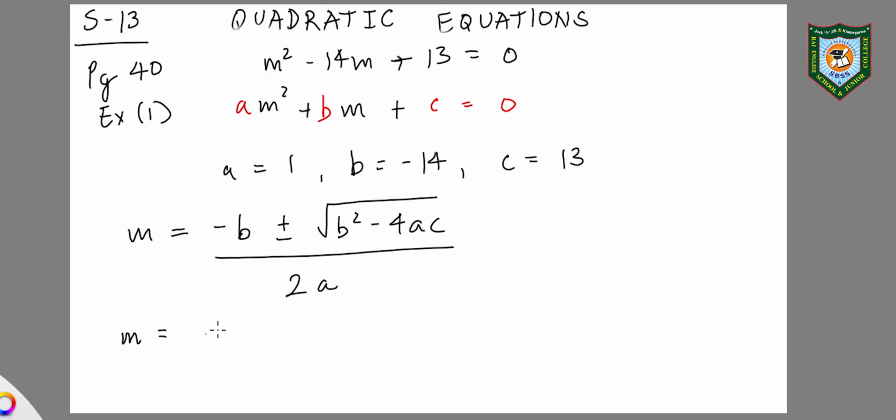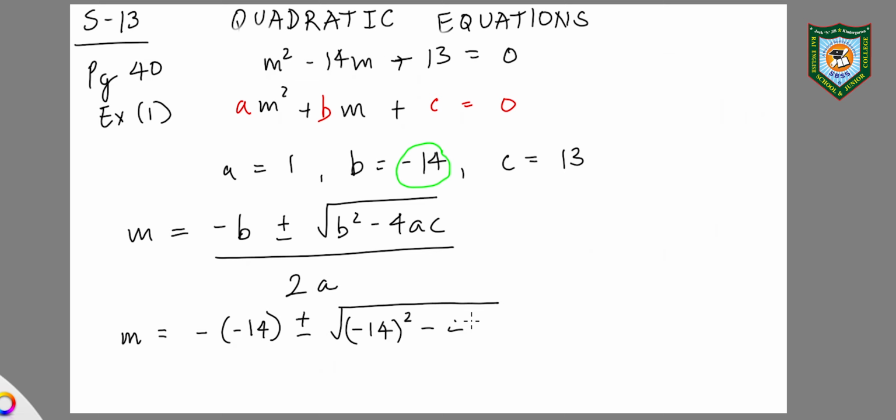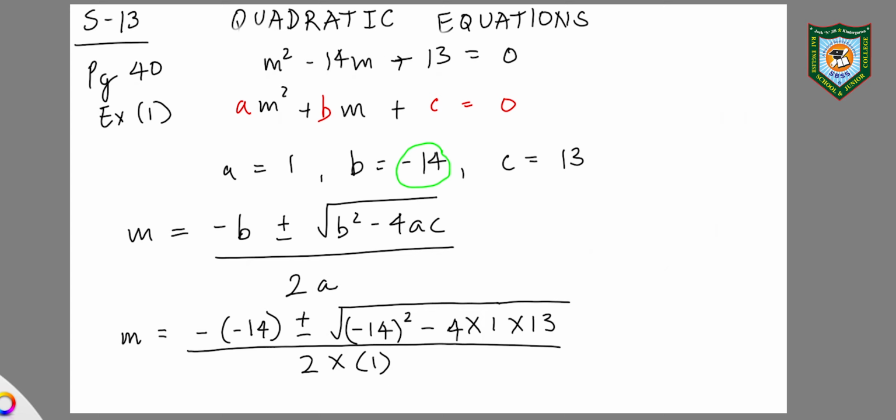So m is equal to minus of minus 14. This is very important. Do not make any mistakes in this. This is minus of b, but my b value already is minus 14 here. So this value becomes minus of minus 14. Then plus minus under root minus 14 whole square minus 4 into my a value, which is 1, and my c value, which is 13, divided by 2 into the a value, which is 1 again.